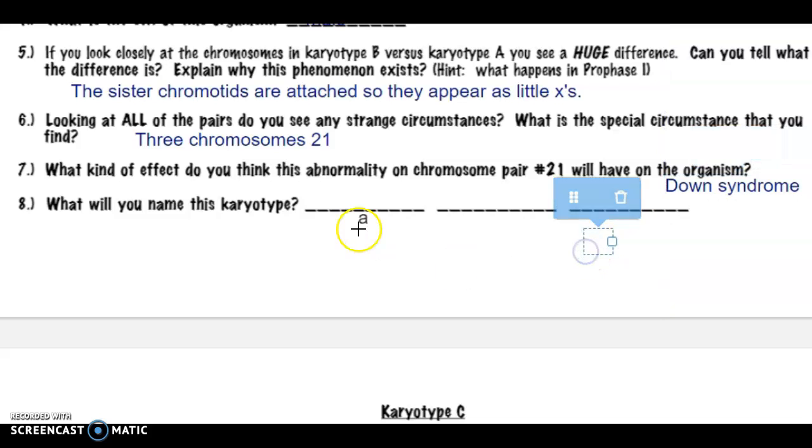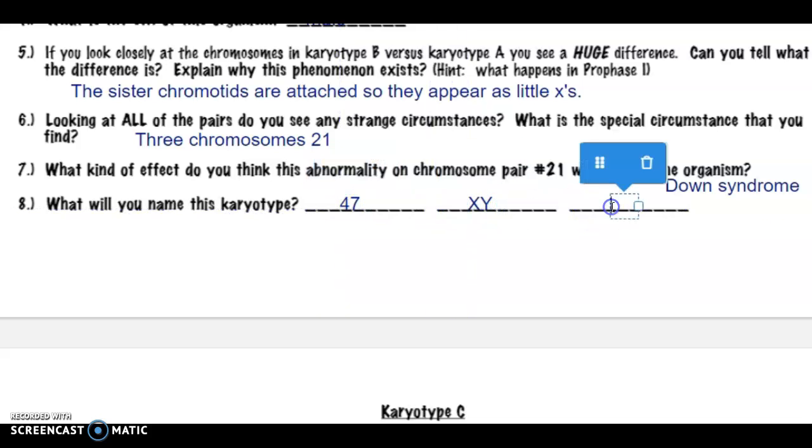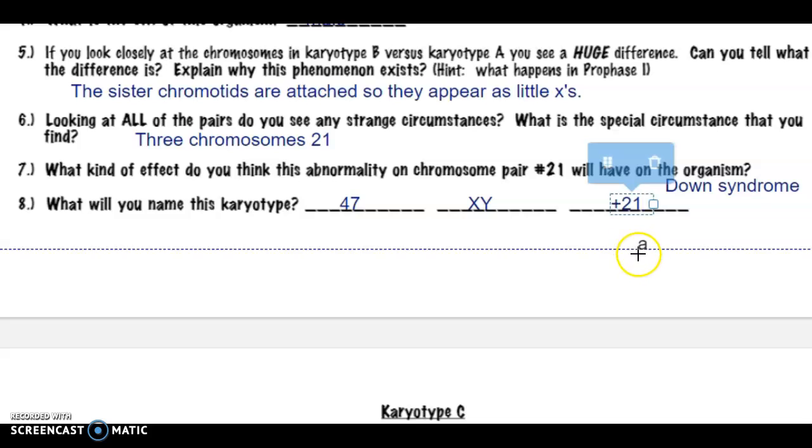This individual has an extra chromosome, so it would be a 47. It's a male, XY, and plus 21. So try the rest of those on your own and see what you can do with the other karyotypes.